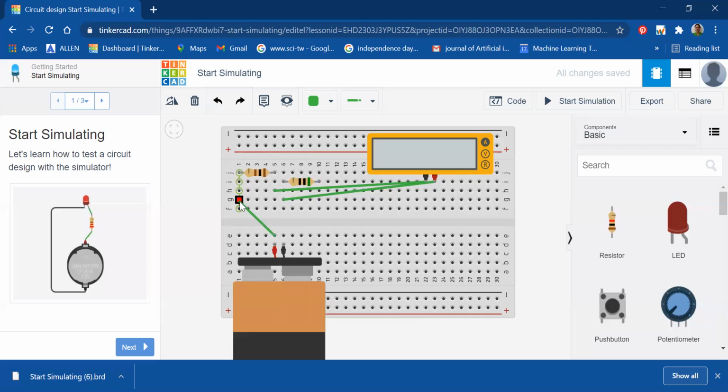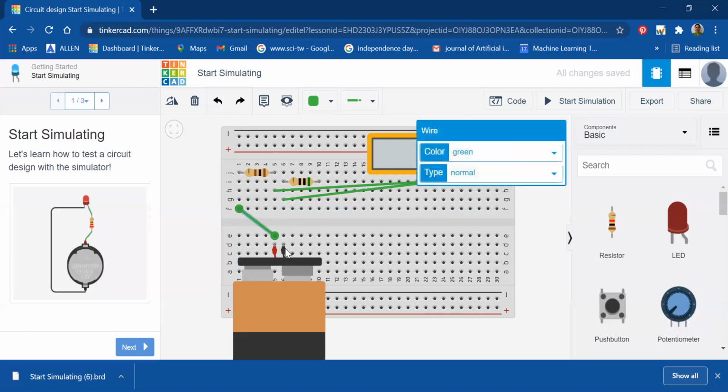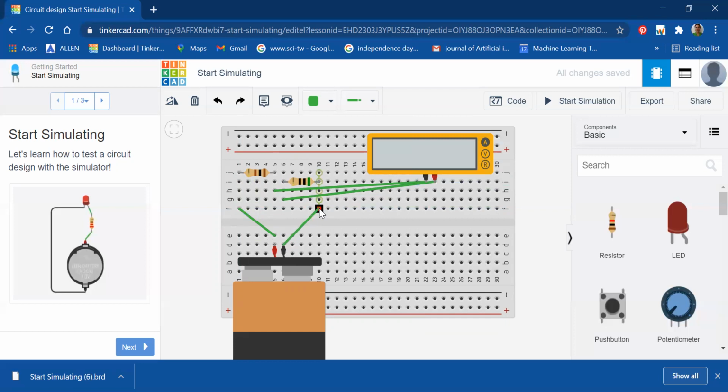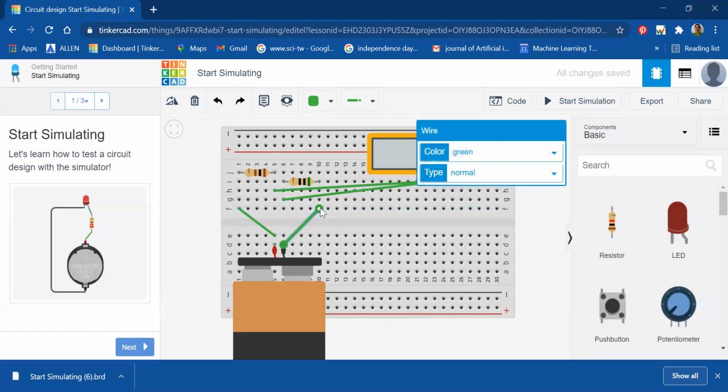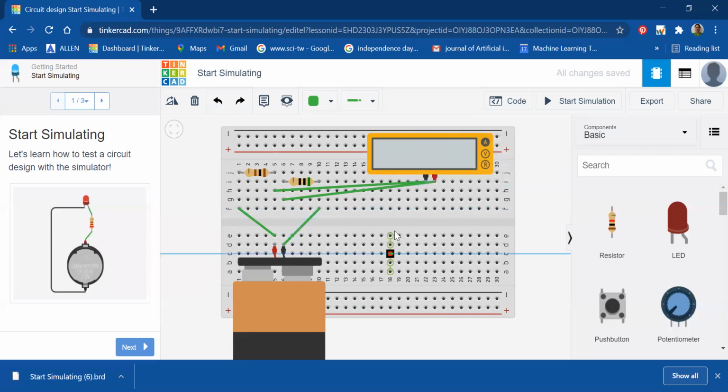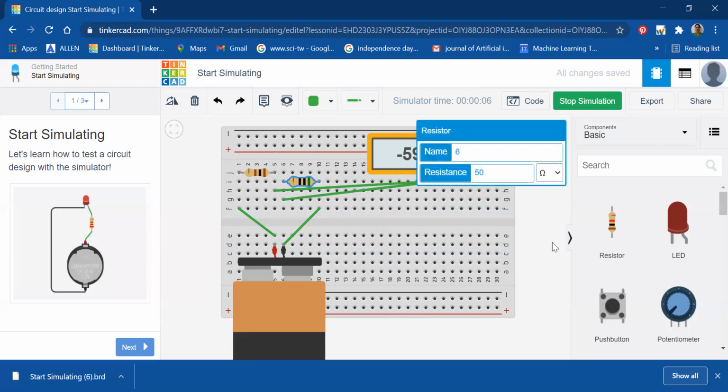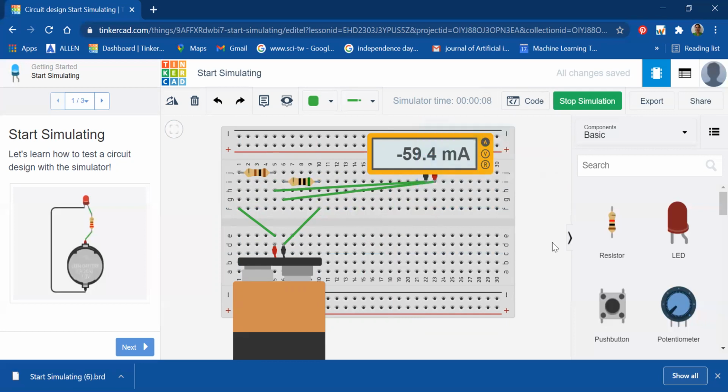Here, when I connect this terminal to this F point, it is going to connect till J. Similarly, I'm going to connect it to the 10th row, so it is going to connect till there. Now when I simulate it, I get the value of the current here. You should all note that when the value of this resistance is 50 ohm, the current coming is 59.4 milliamperes.